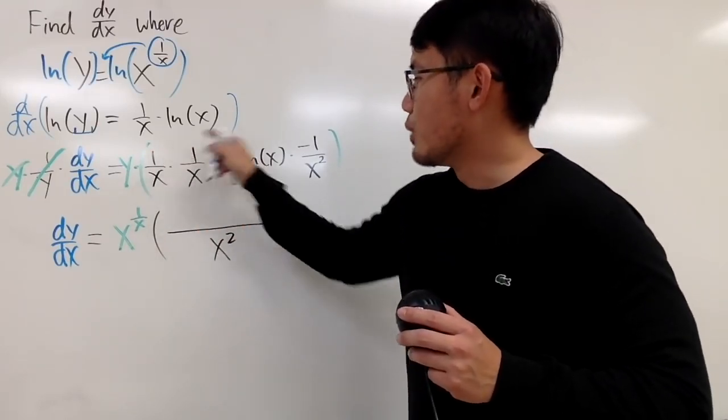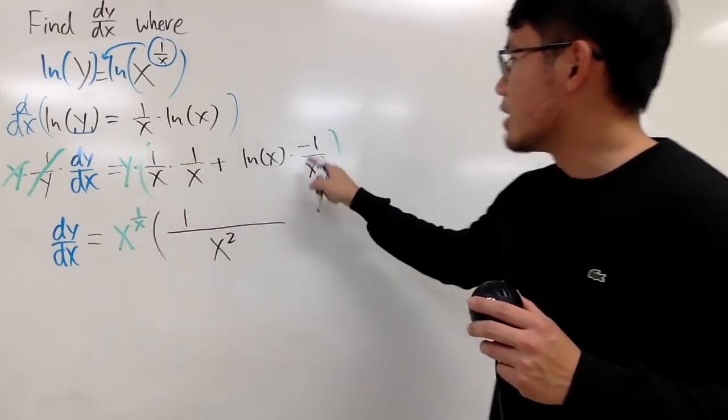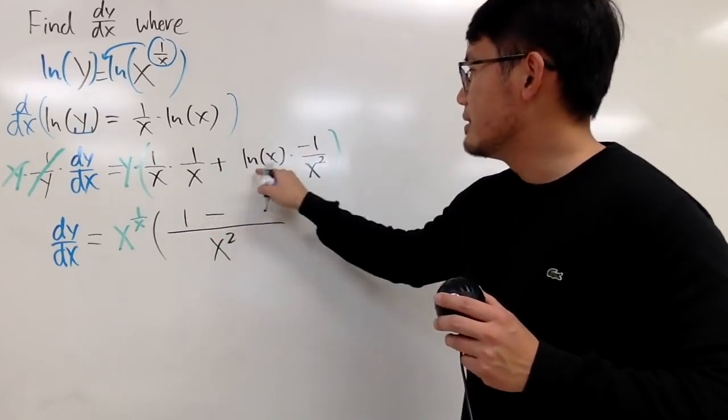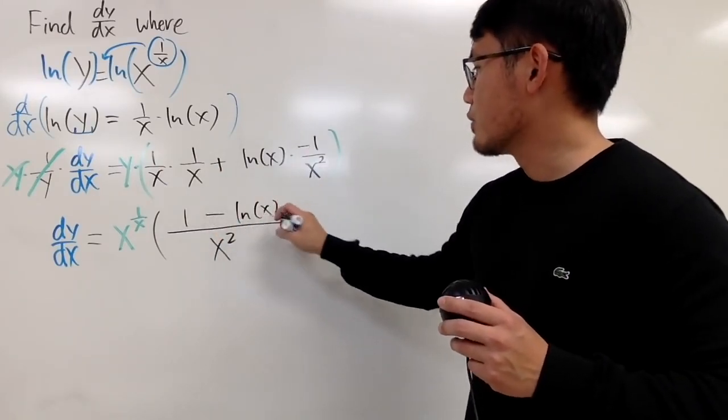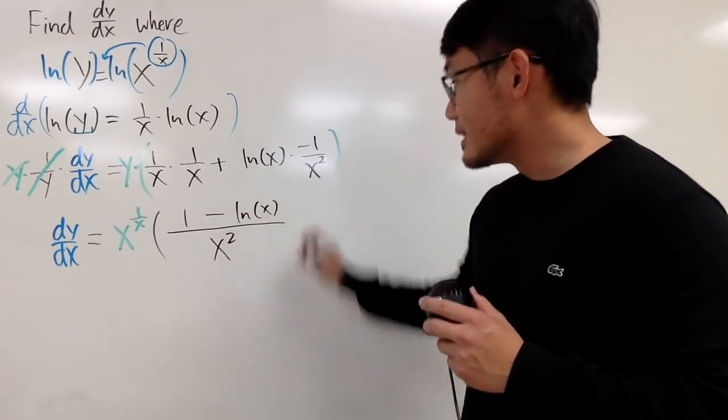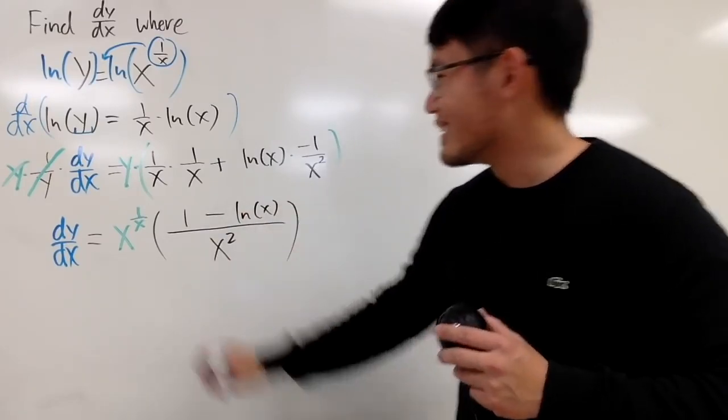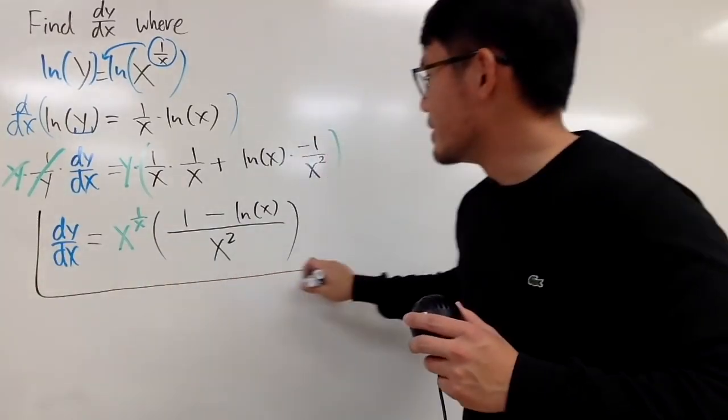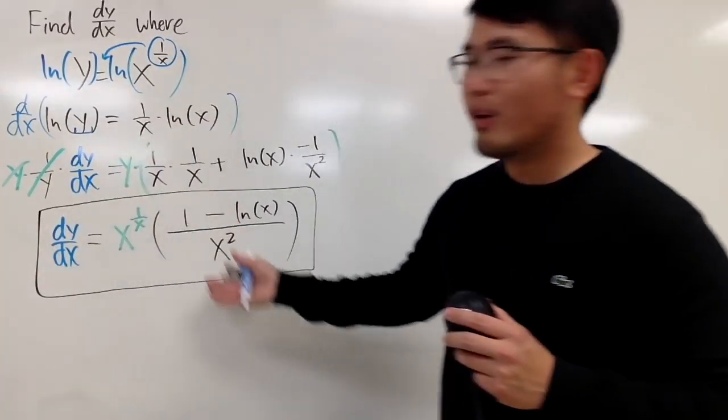From this term, we have 1 times 1, which is 1. And then for this term, we have minus, and then natural log of x, like that. Anyway, we're done. So this right here is the derivative of x to the 1 over x power.